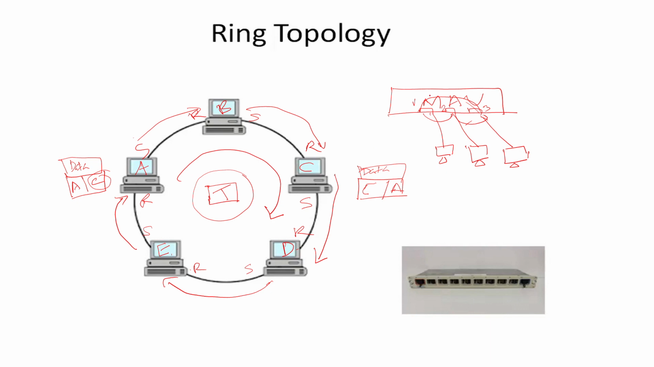But in the case of a switch, it forms a star. I have shown you in the previous slide, right? So this is the ring topology, and this also is not in use. Now we move to the next slide.